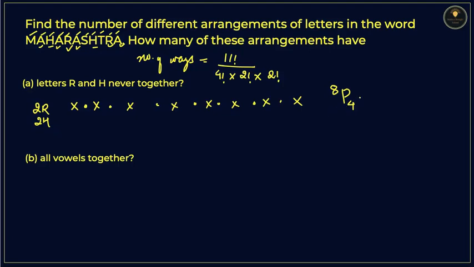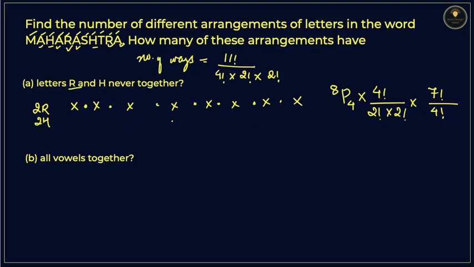Now in this one, a condition is given: all 4 letters must also be arranged, so we multiply by 4 factorial. But the 2 R's and 2 H's are identical, so we divide by 2 factorial multiplied by 2 factorial. Now there are 7 letters remaining, so we write 7 factorial, in which there are 4 A's which are identical, so we write 7 factorial by 4 factorial. This is the answer when the letters R and H are never together.